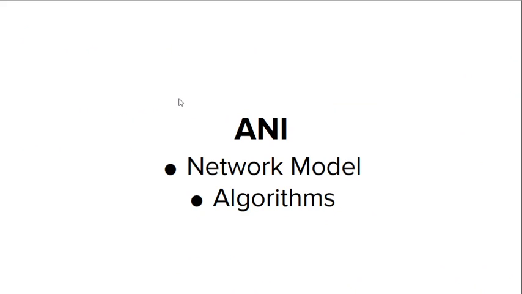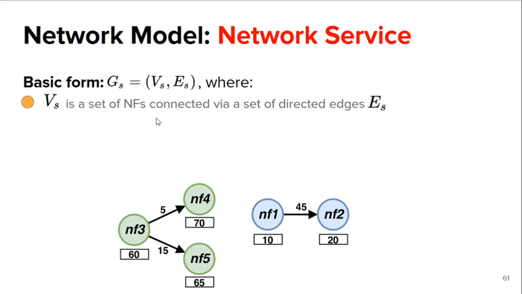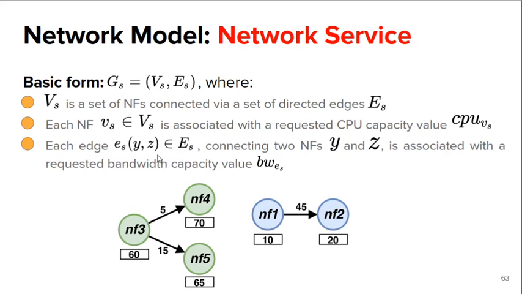Now, I will present the formulation of the ANI network model along with the introduction of the algorithm for the generation of the three different LNIs. So, we model a network service as a directed graph denoted by G_S, where N_S is a set of network functions connected via a set of directed edges E_S. Each network function n_S is associated with a requested CPU capacity value CPU(n_S). And each edge e_S connecting two network functions y and z is associated with a requested bandwidth capacity value BW(e_S).